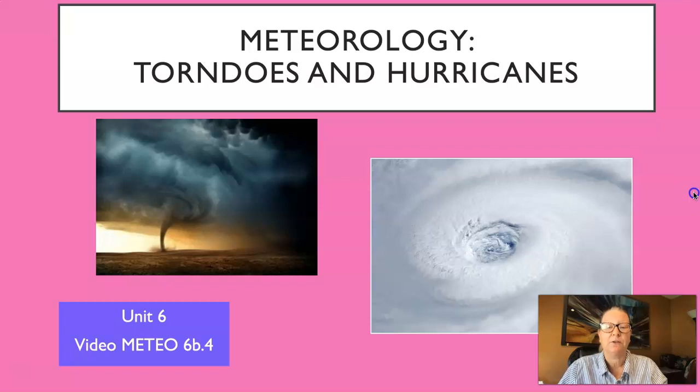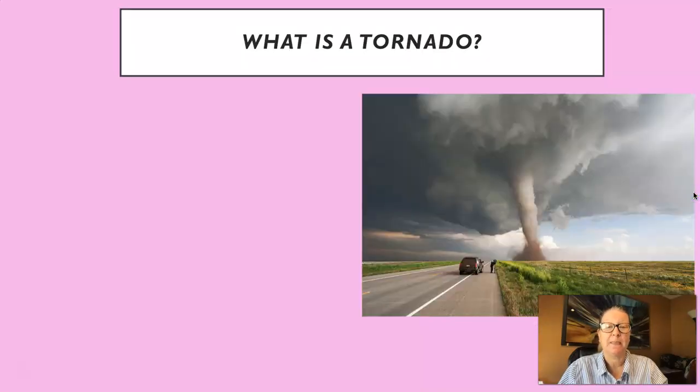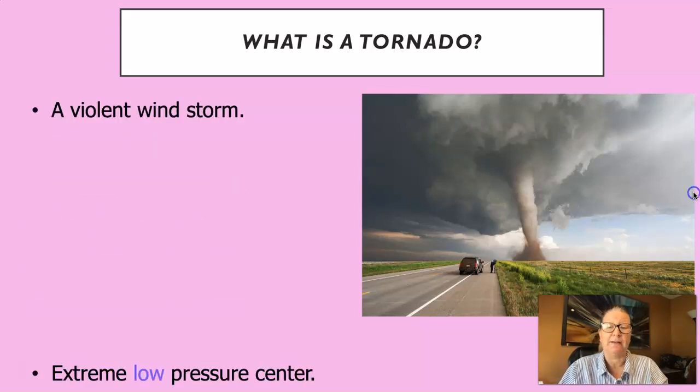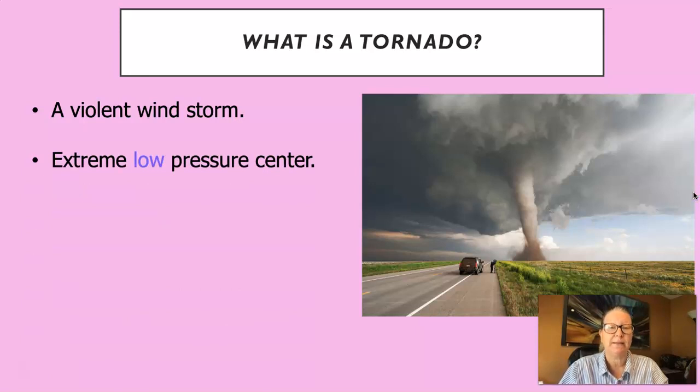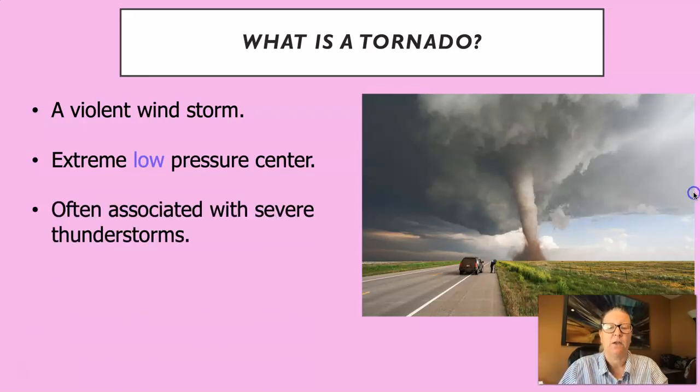We are now going to talk about two of the most interesting weather phenomena that are out there, tornadoes and hurricanes. Let's start with tornadoes. What exactly is a tornado? Well, it's a violent windstorm, we know that. It's an extremely low pressure center. It's often associated with severe thunderstorms.